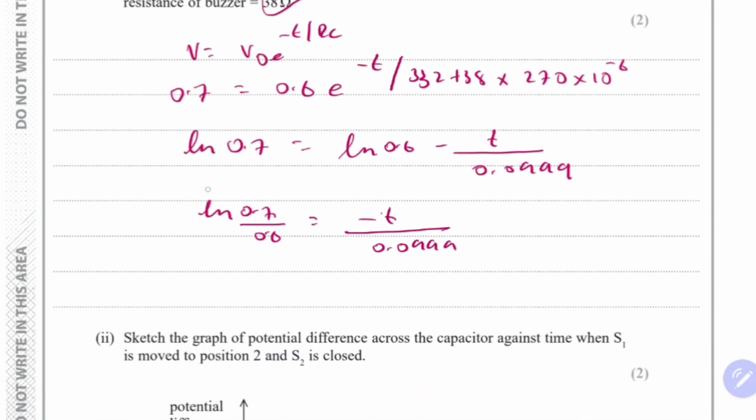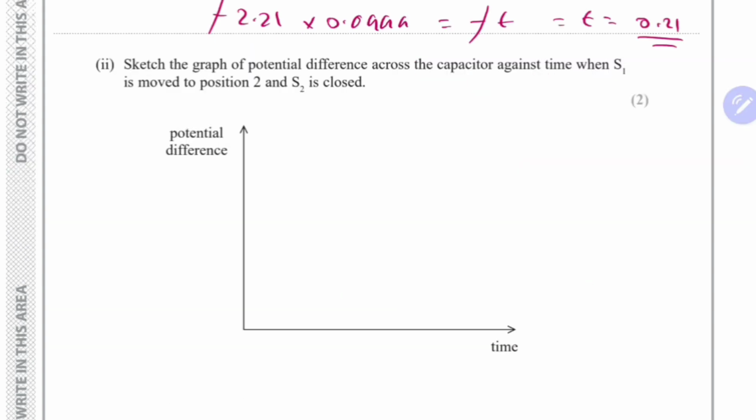After this, if you put this in the calculator, you will get minus 2.21. We shift this there, it will be 0.0999 minus T. The minus will get cut, and our answer is going to be 0.21.